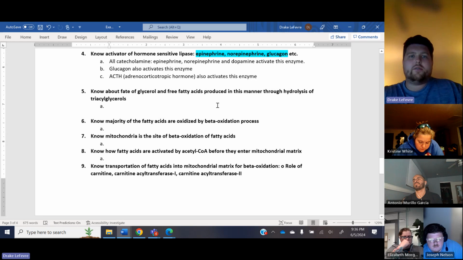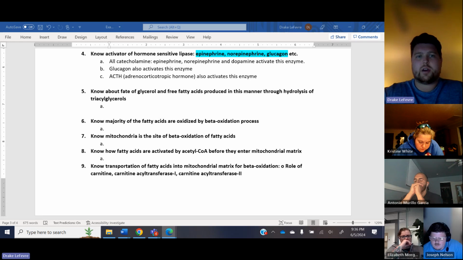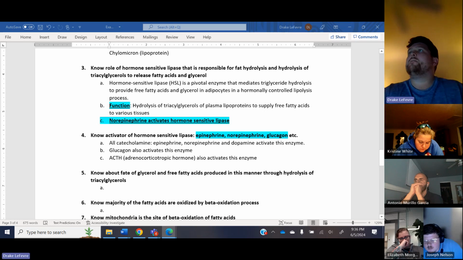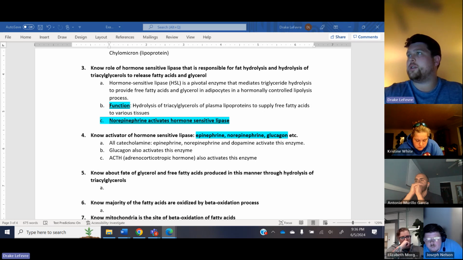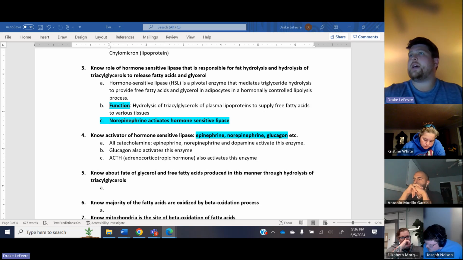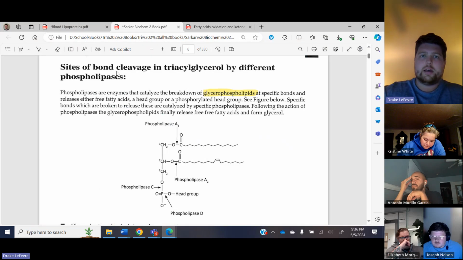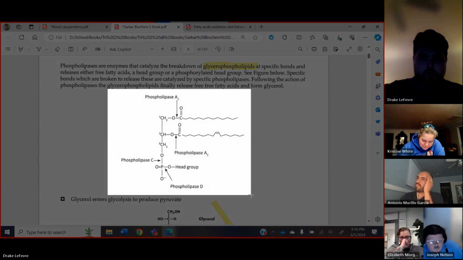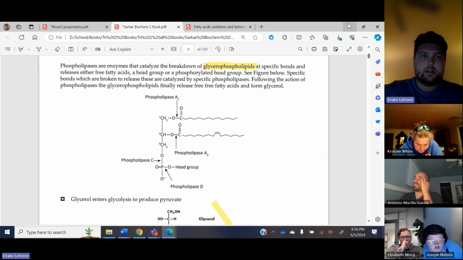Know about the fate of glycerol and free fatty acids produced in this manner through hydrolysis of triacylglycerols. Before we jump too far forward, I'm also going to throw in something that pertains to this chunk that I know he'll ask a question about. And that is the sites of bond cleavage. So this guy right here, sites of bond cleavage, the different phospholipases. This stuff here.